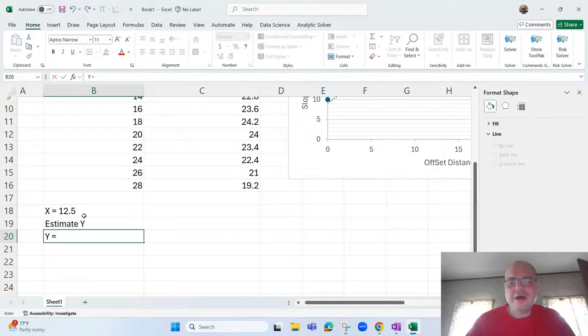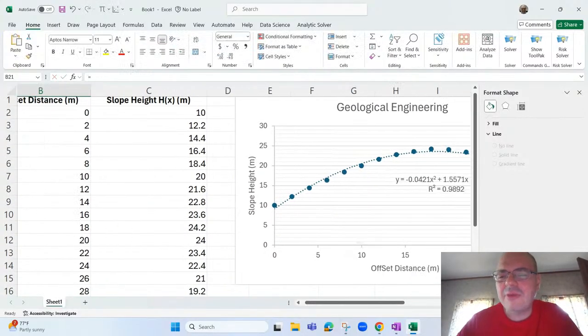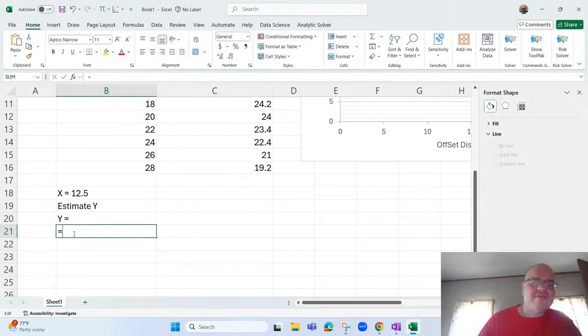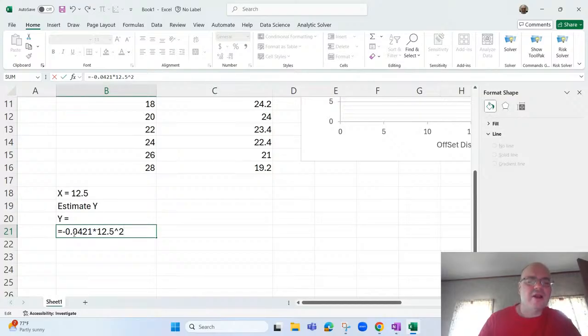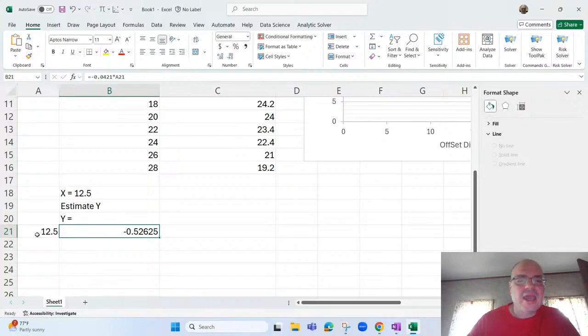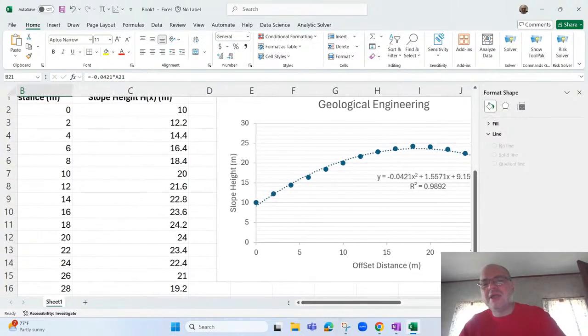The function that Excel gave you was simplified a little bit. Let me use this one. So I have negative 0.0421 times 12.5 squared. And actually, let me do this. A21 squared. So I'll put the 12.5 here. And on the right, I'm going to input the function just to show you the power of Excel, what it can do for us.